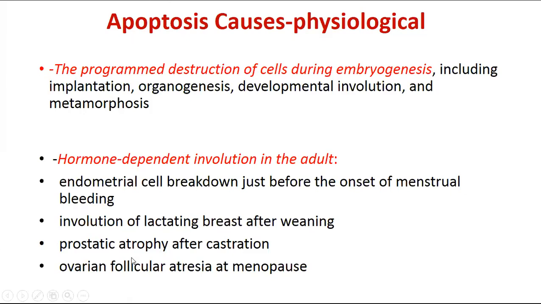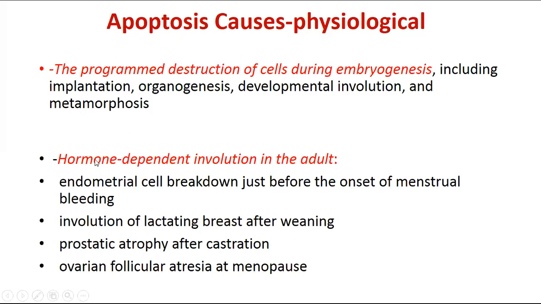Similarly, in males, the prostate gets atrophied after castration, because of some pathological reasons or by choice. If a male chooses to remove the testis, there will be no hormones like testosterone, and constant stimulation of the prostate by testosterone is needed for its normal functioning. If there is no testosterone, the prostate will be lost. It becomes atrophied, it becomes small. All these processes of apoptosis are managed through hormones.